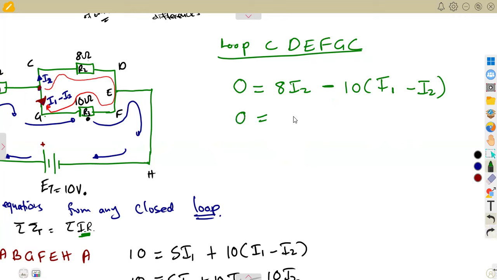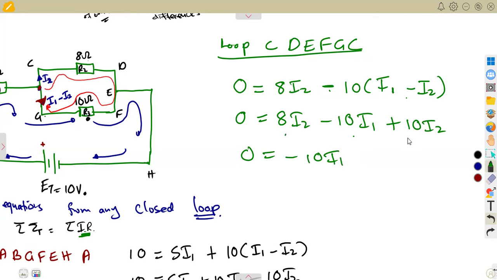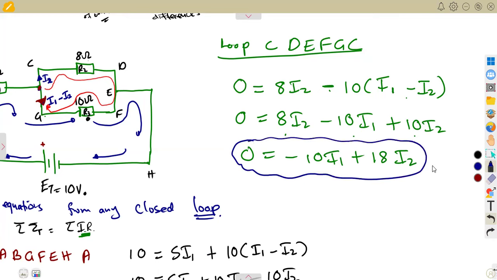Then you formulate your equation. So that's 8I2 minus 10 times (I1 minus I2), minus 10 times minus, that's a positive 10I2. So that means taking I1, that's minus 10I1, 8 plus 10, collecting like terms, that is 18I2. So we have formed an equation with I1 and I2, which is the second equation.